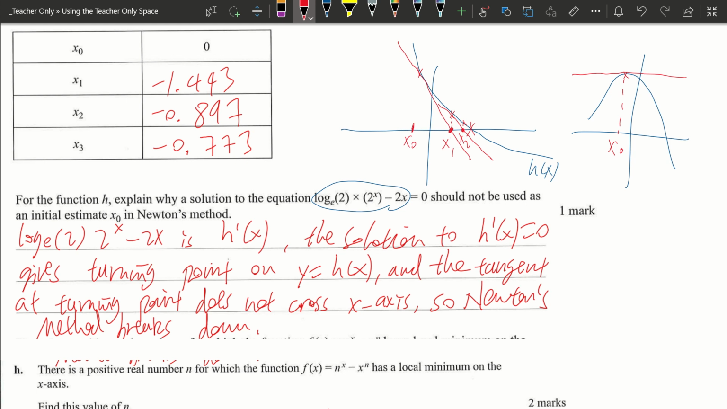It's a horizontal line. The tangent at the turning point is a horizontal line. So without the tangent going through the x-axis and therefore not having an x-intercept, Newton's method doesn't work. Newton's method means you have to find the x-intercept of a tangent, but there's no x-intercept for this tangent, so it doesn't work. So if we use the solution to derivative equals 0, it means we are using x0 where the turning point is, and that's not good for Newton's method.